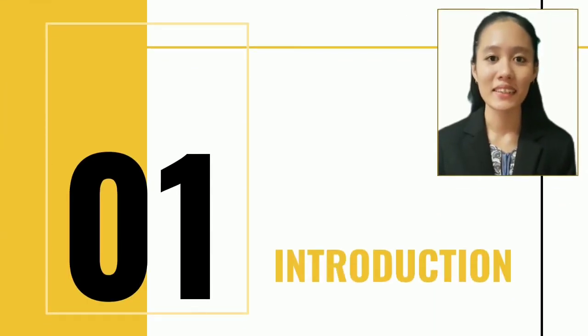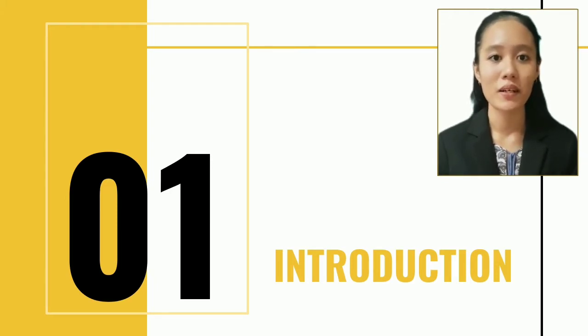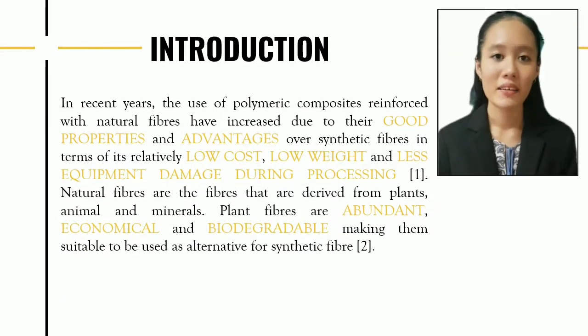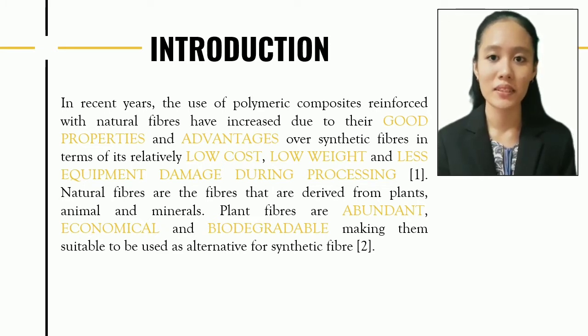The first section is introduction, in which I will explain the basic knowledge of fiber reinforced polymer composites. In recent years, the use of polymeric composites reinforced with natural fibers has increased due to their good properties and advantages over synthetic fibers in terms of relatively low cost, low weight, and low equipment damage during processing. Natural fibers are fibers derived from plants, animals, and minerals. Plant fibers are abundant, economical, and biodegradable, making them suitable as an alternative for synthetic fiber.